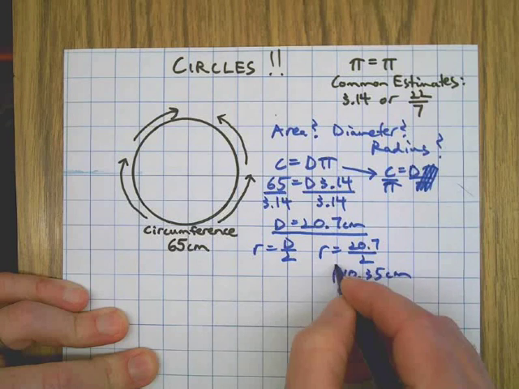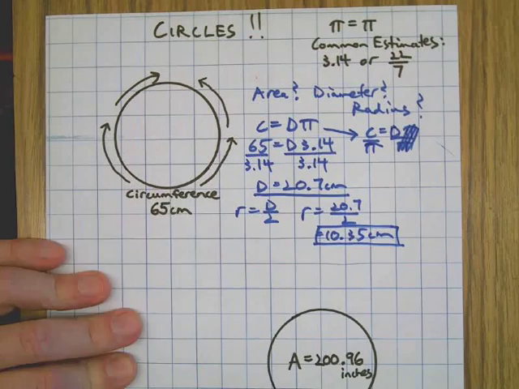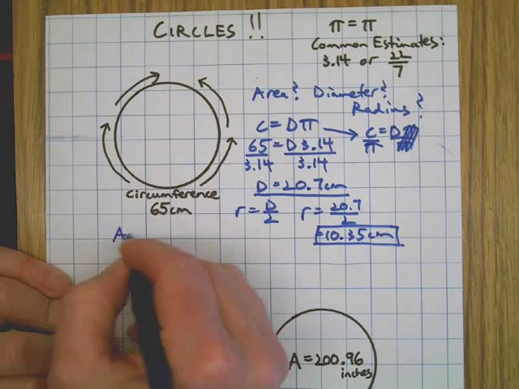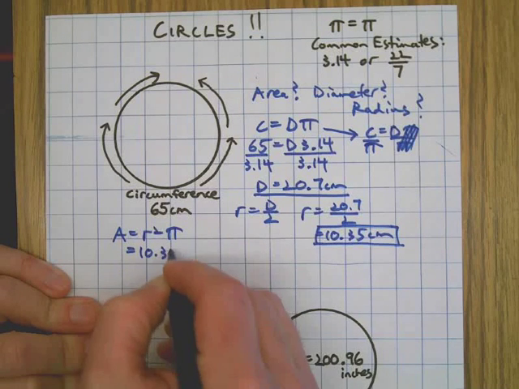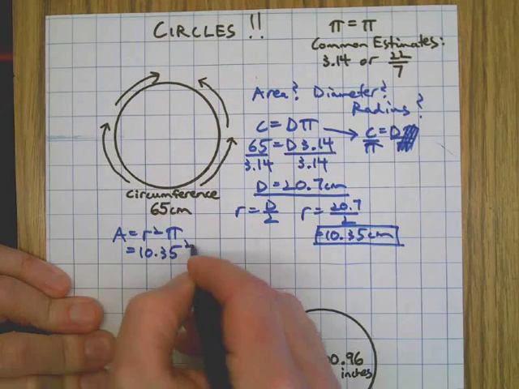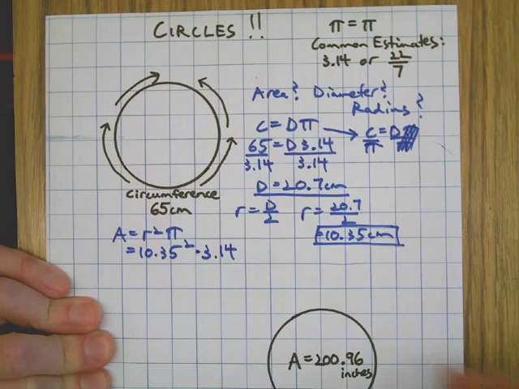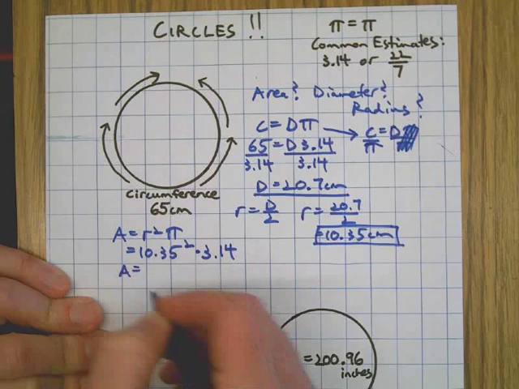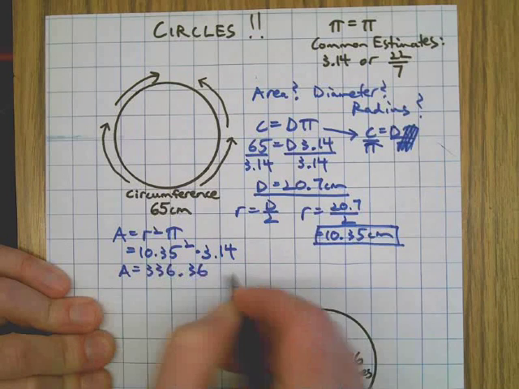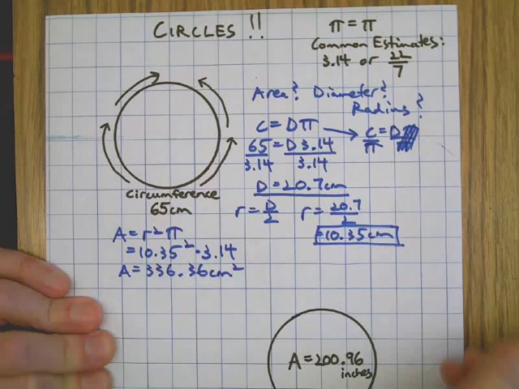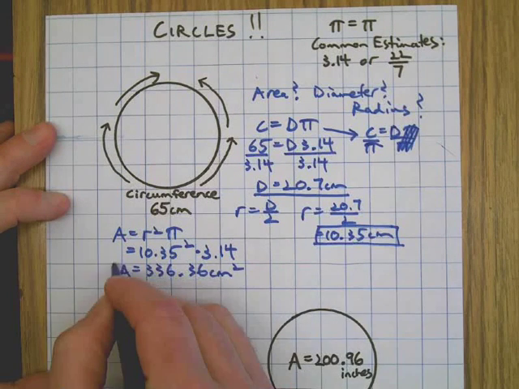And then we go back to the song, right? Once you know the radius, you should be able to figure out the area, r squared times pi. Just substitute our answer from over here, square it, and we're going to use that common estimate of 3.14. And the answer in this case is 336 and 36/100ths.